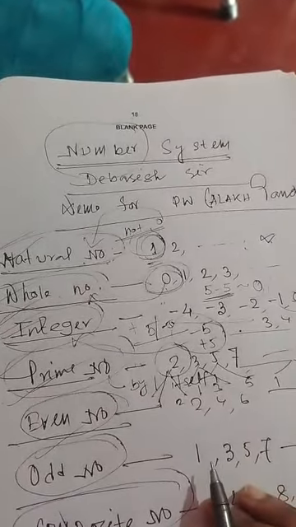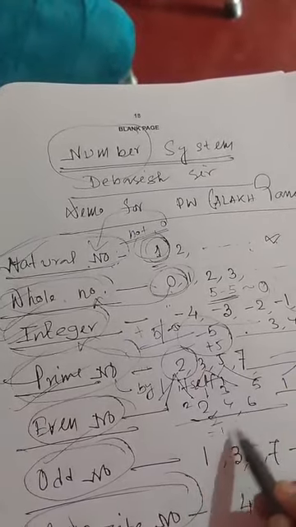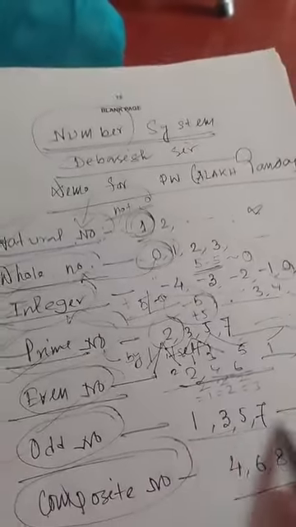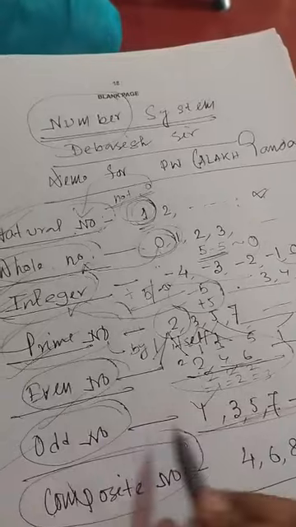What is an even number? An even number is divided by 2. 2 by 2 is 1. 4 by 2 is 2. 6 by 2 is 3. What number is not divided by 2? Except those numbers, the rest are called odd numbers. That's why 1, 3, 5, 7 are odd numbers.